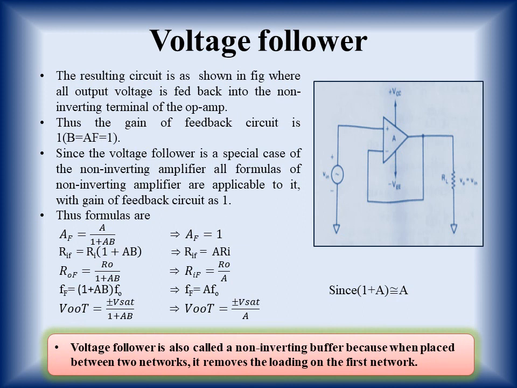Now voltage follower, as we will see in further applications, is also called non-inverting buffer, because when placed between two networks it removes the loading on the first network. We will discuss this in detail in further lectures, but here you should remember voltage follower is basically used where a buffer is needed. What does buffer mean? Buffer is an English word that means to isolate one stage from the other device connected, and that device is your voltage follower.